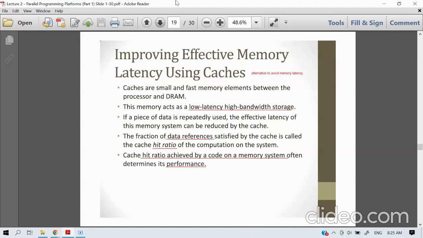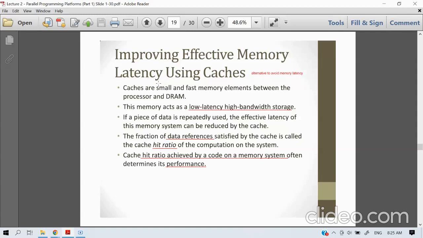Alright, so how to improve the latency of the memory? We can use caches. This is an alternative to reduce the time of waiting. So we can implement caches.